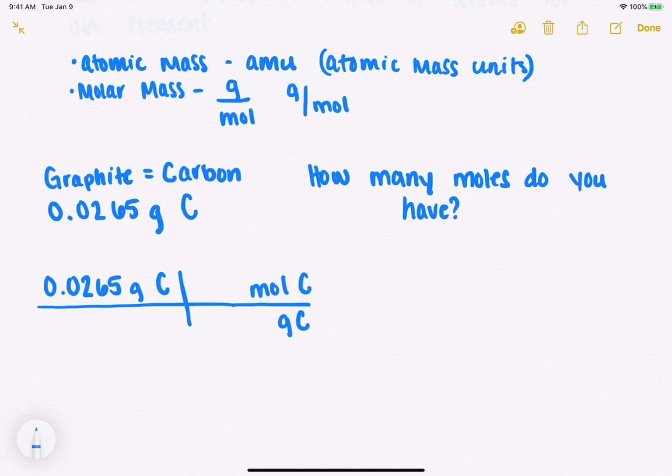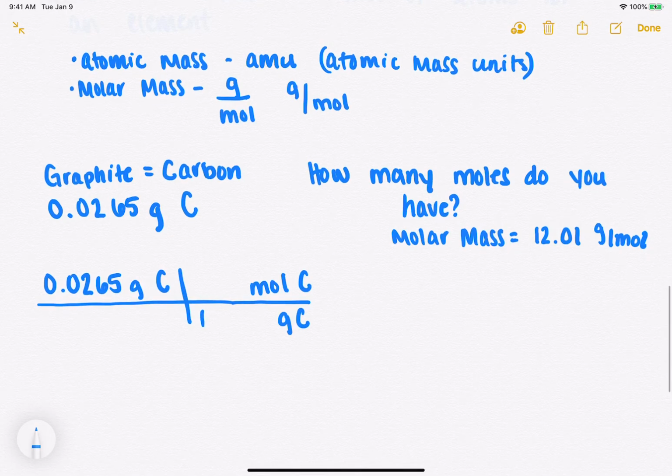And the reason that we know we can convert directly between grams and moles is because we have a molar mass for carbon. And the molar mass of carbon equals 12.01 grams per mole. And you can get this by looking at the periodic table. So we have 12.01 grams of carbon. So notice the 12.01 goes with the grams. So we have that many grams in 1 mole of carbon.